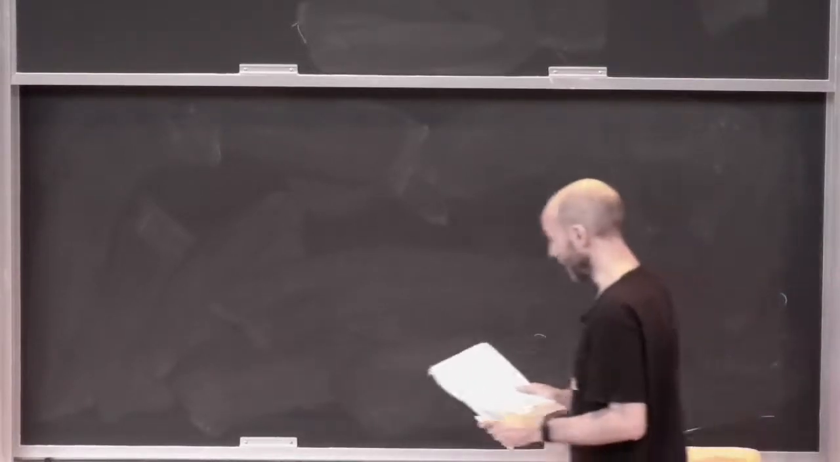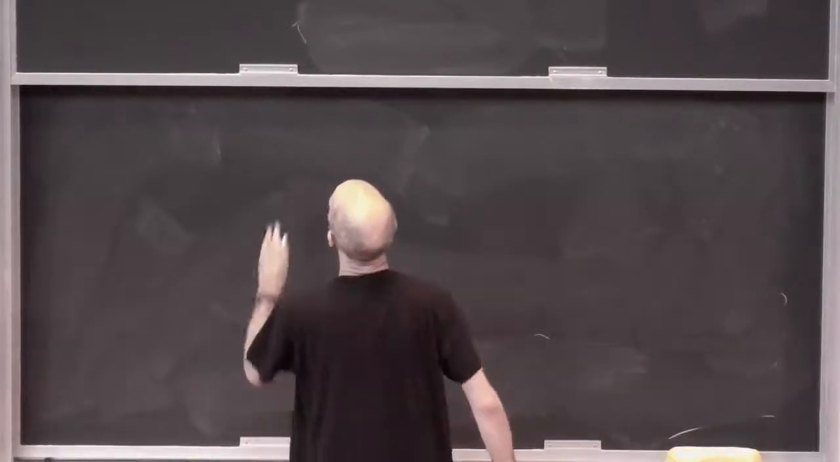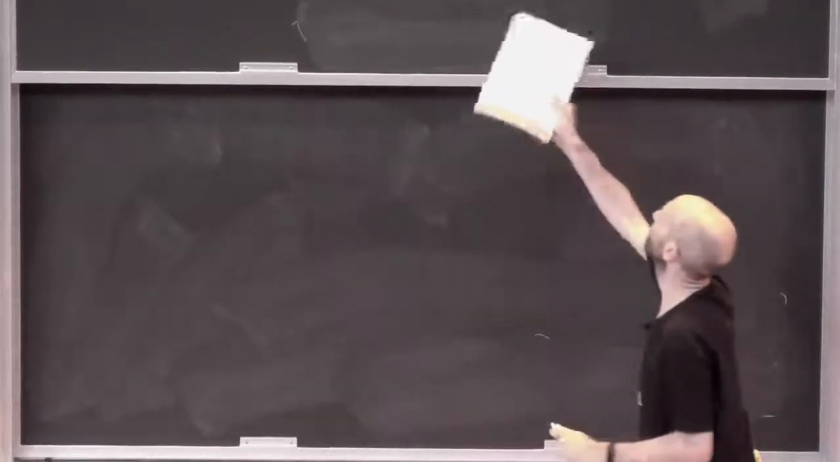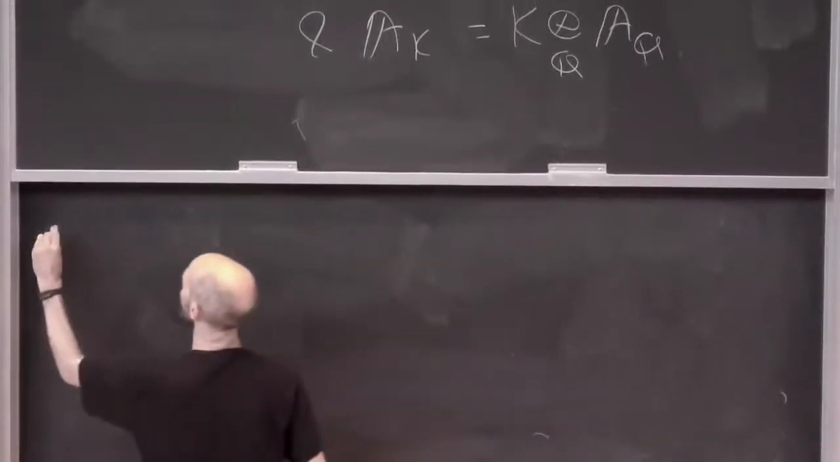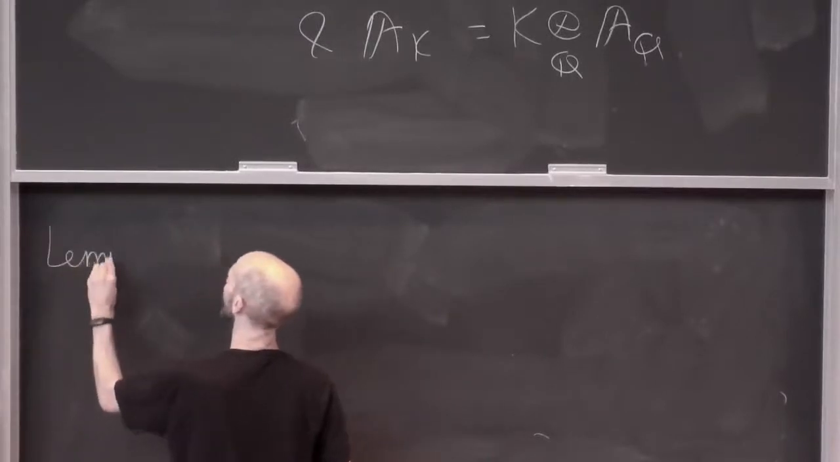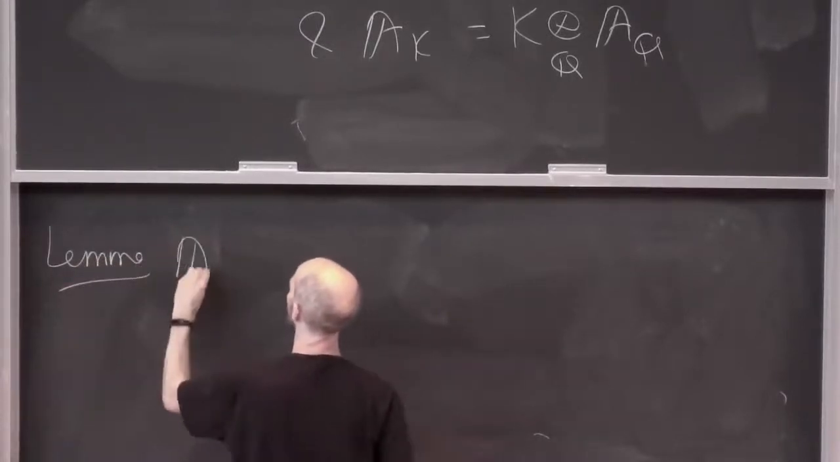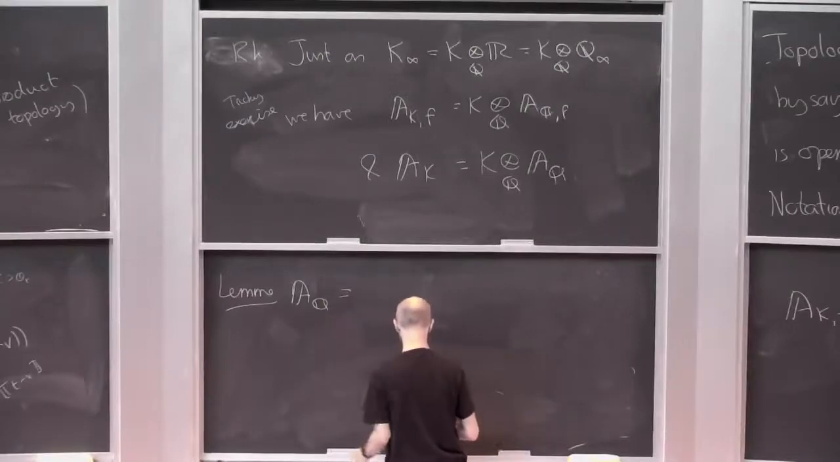Oh, so while we're here, I may as well tell you, no, let's do this. This was supposed to be justification of the fact that if we understand AQ, then we're at least part way to understanding AK. Let's just do a quick example. Here's a lemma.